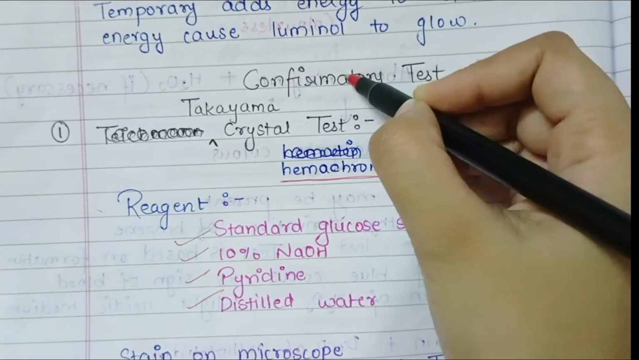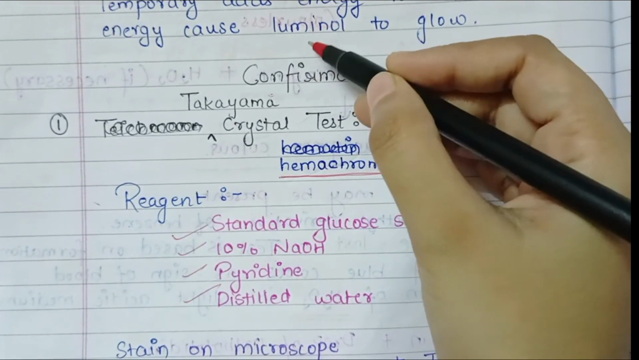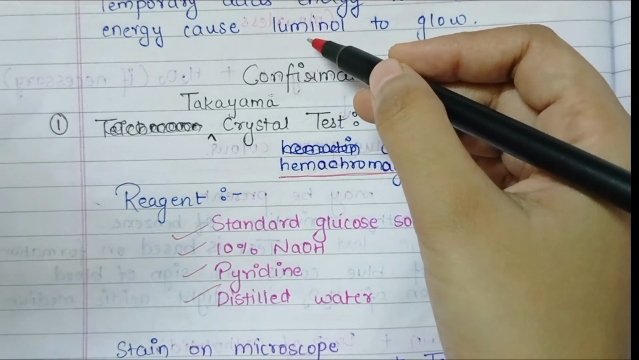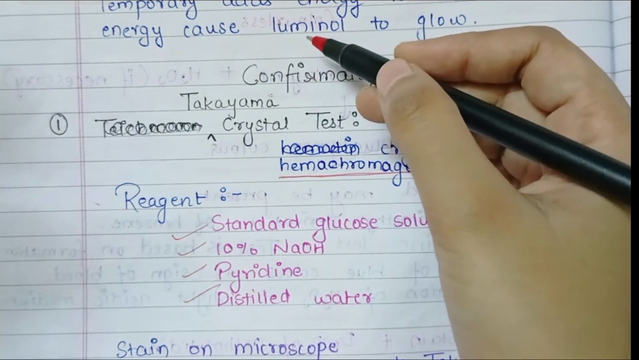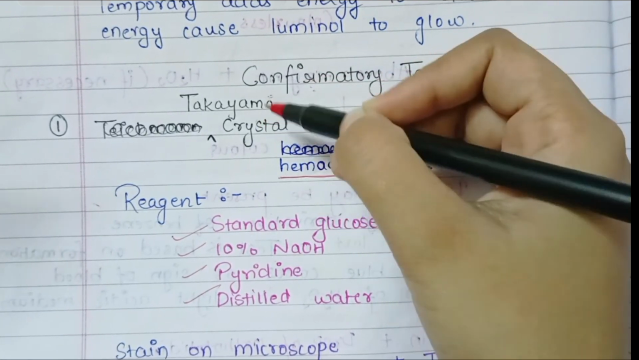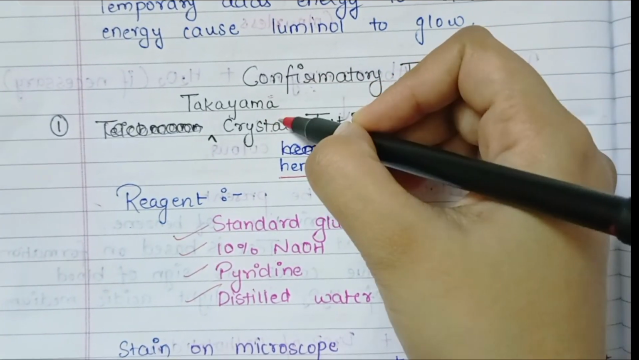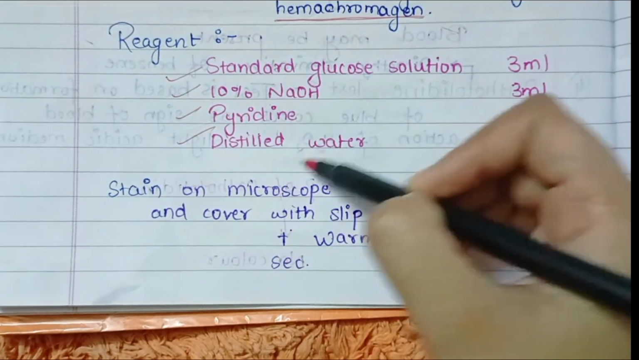A confirmatory test is done on an already assumed sample. In case the sample has passed the presumptive test, and now you know that it could be blood, you would carry out the confirmatory tests for blood, that is the Takayama and Teichmann crystal tests. To begin with the Takayama test, take these four most important reagents.